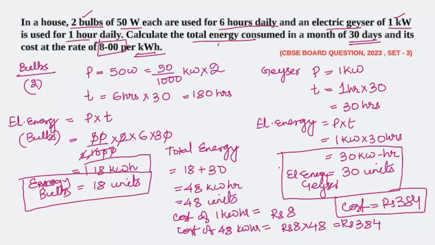So now we have our final answer. Total energy consumed is 48 kilowatt hour and the cost is rupees 384.